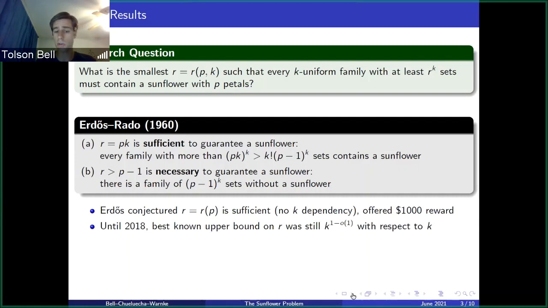And in fact, even more than that, until 2018, the best known upper bound on R was still basically linear in k. So we have this upper bound that's almost linear in k, this lower bound of this conjectured bound of no k dependency at all. So we want to go from linear in k to no k dependency at all.